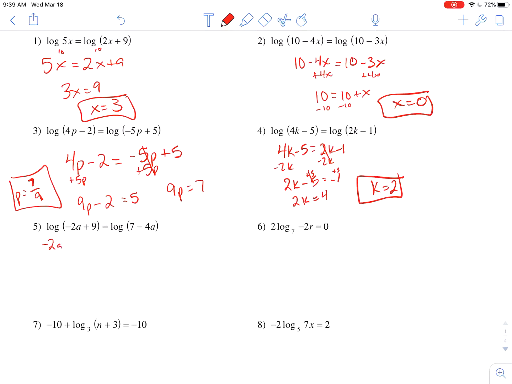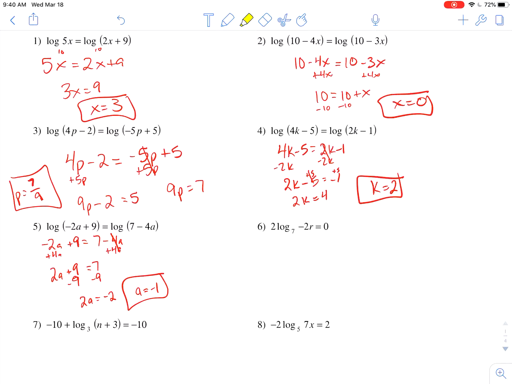And down here, same thing. Negative 2a plus 9 equals 7 minus 4a. Combine our like terms. 2a plus 9 equals 7. Minus 9 on both sides. 2a is negative 2, a is negative 1.